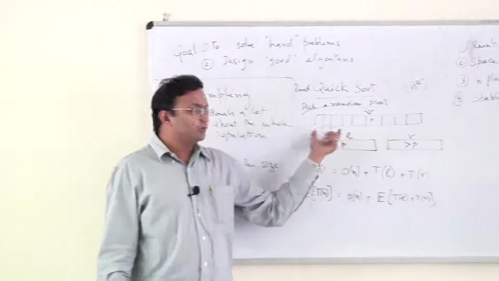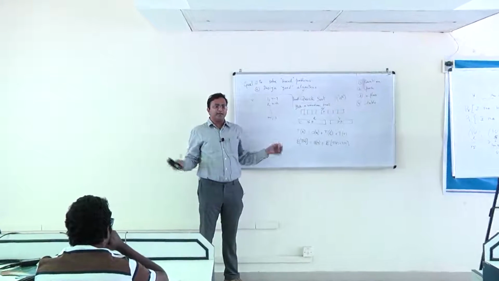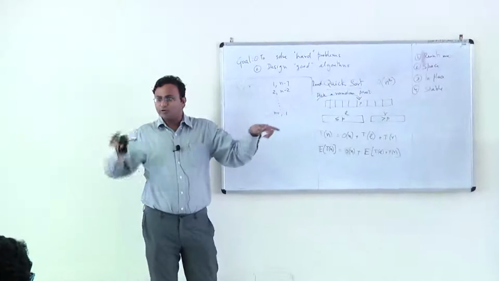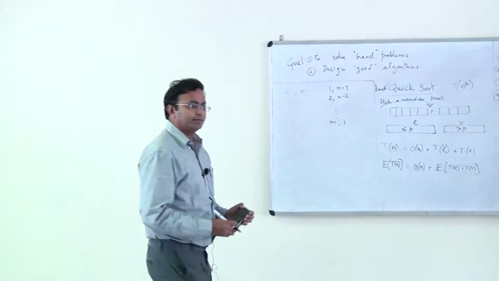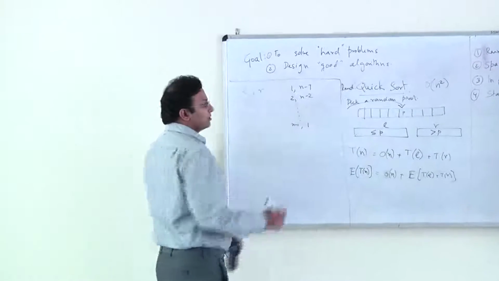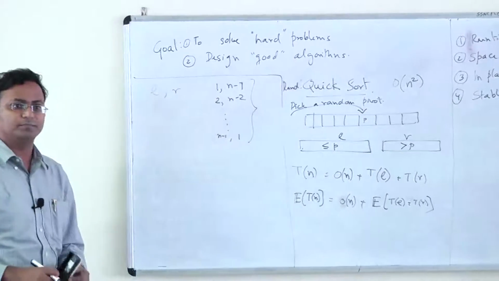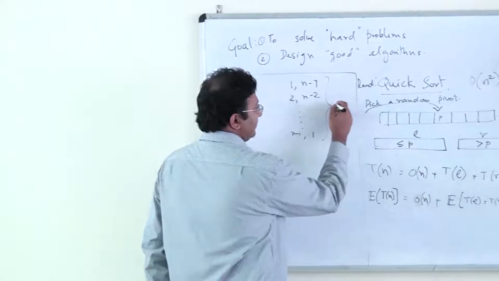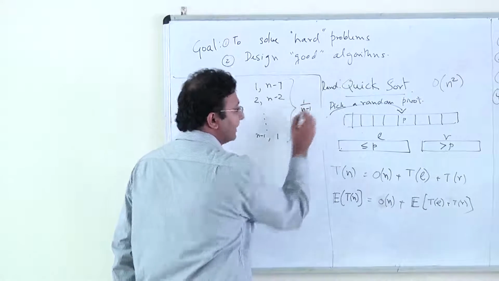So basically, what all things can happen? In the actual ordered set, I could have picked any one of those elements as pivot, and I would have got two different splits. Any one of them would have had the same probability of occurring. How many of them are there? There are, say, n minus 1 of them, and all of them have the same probability, 1 by n minus 1.